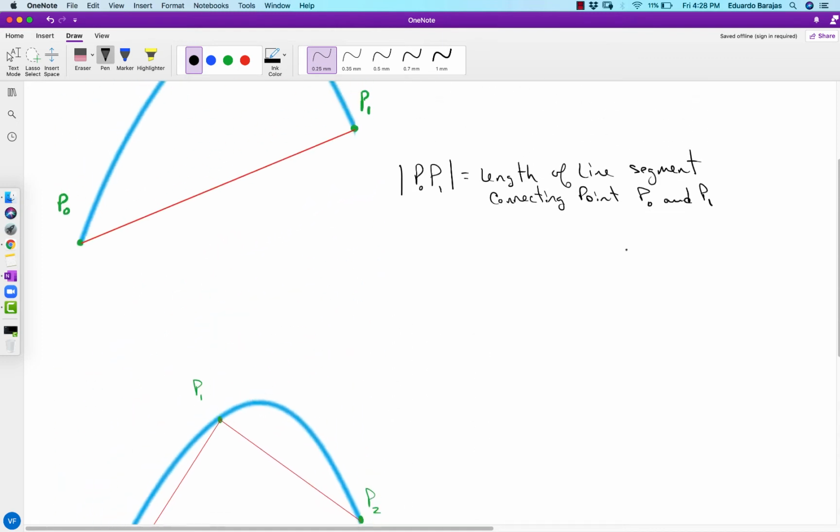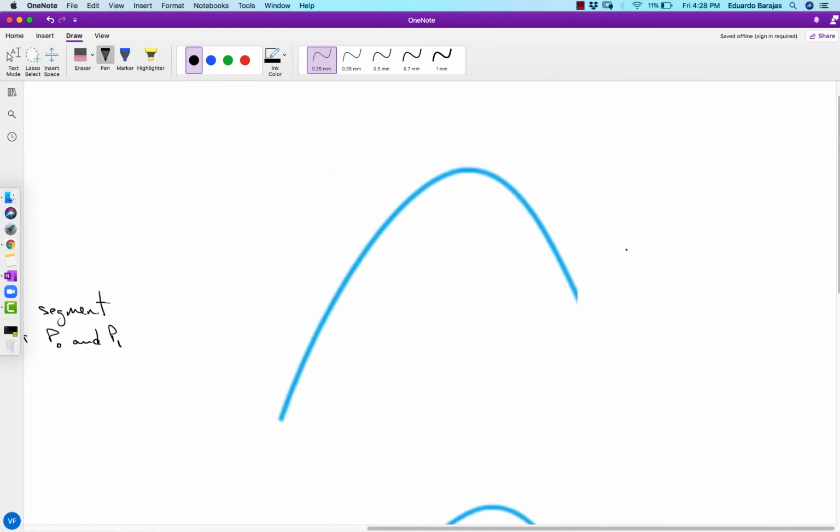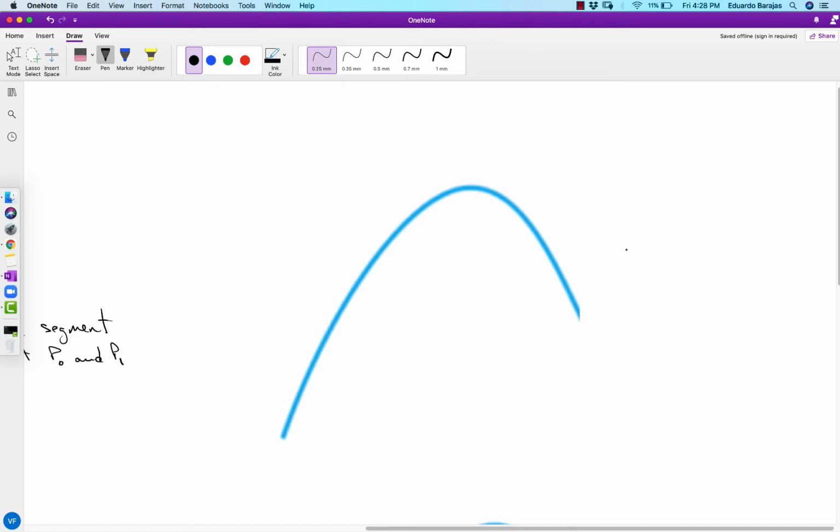So let's go over here and do one more. This time, let's break it up into 4 different points, giving us 3 different segments. Let's call this P sub 0, and then somewhere around here, this is P sub 1, somewhere over here, that's P sub 2, and finally over here, that's P sub 3. Good. So now when I want to approximate it, I can insert these line segments.